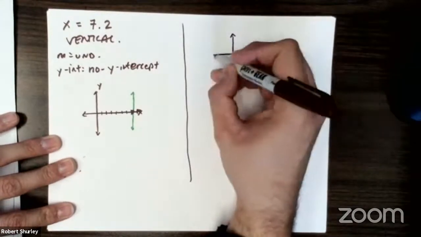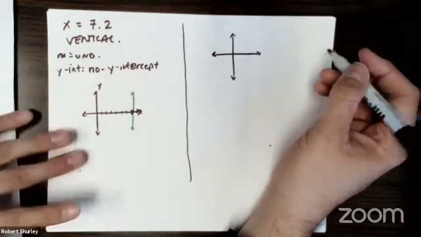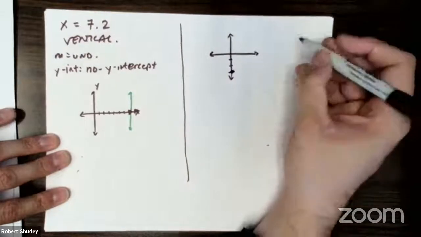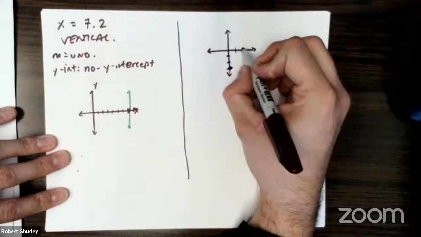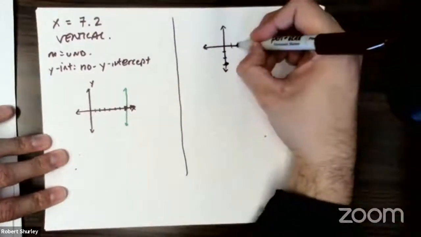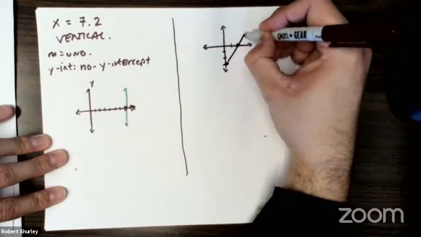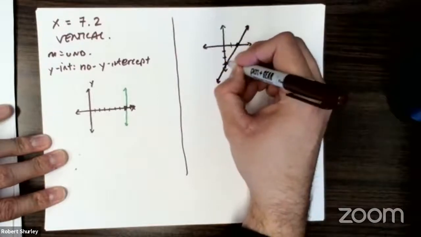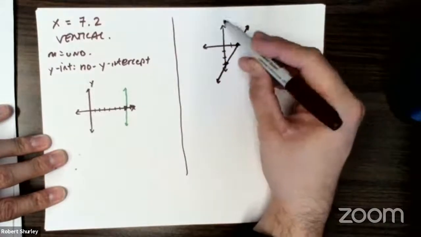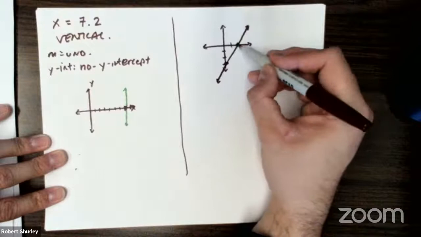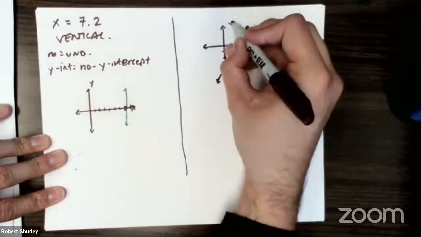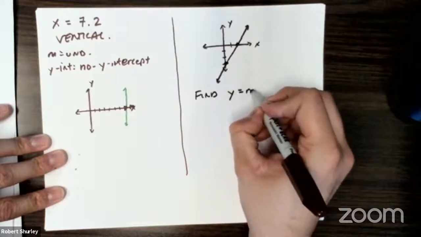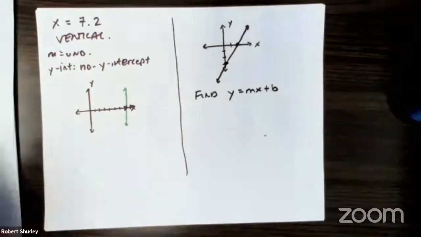I like it. Okay, let's say our line goes through -3 here, and it goes through +2 here. So it goes through -3, and then it goes through +2. So the y-intercept's -3, the x-intercept is +2. And I want you to find y equals mx plus b.